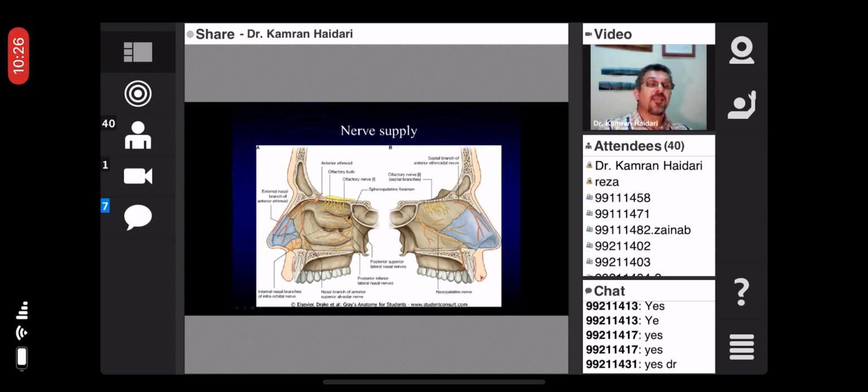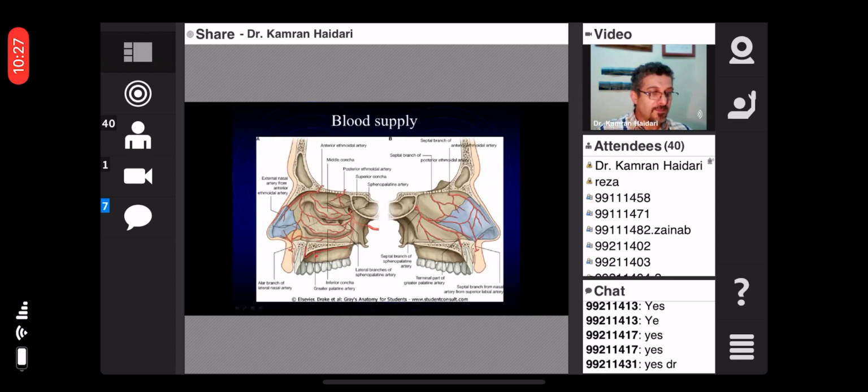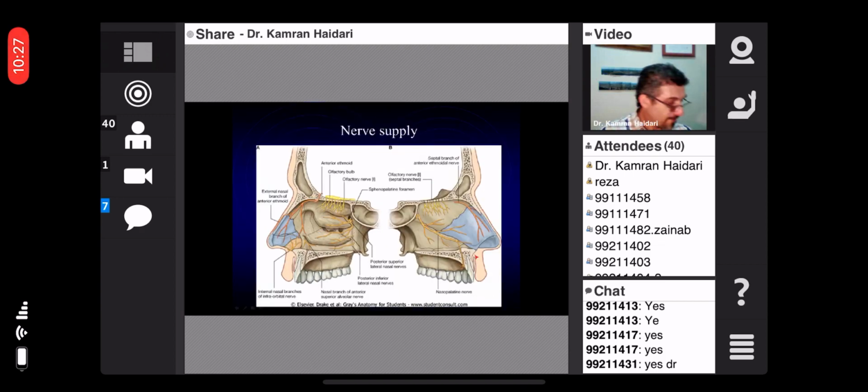Therefore, the nasal cavity gives a nerve, which nerve? Nasopalatine nerve, to the oral cavity, and then receives an artery from the oral cavity. Which artery? The terminal part of the greater palatine artery. It receives an artery and gives a nerve. Which nerve? Nasopalatine nerve. All right.